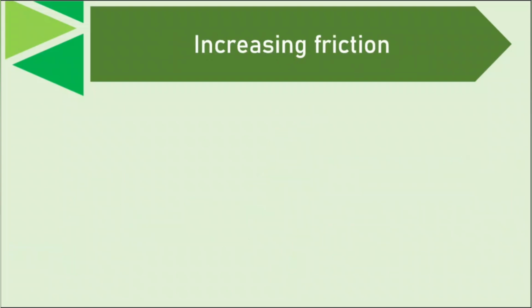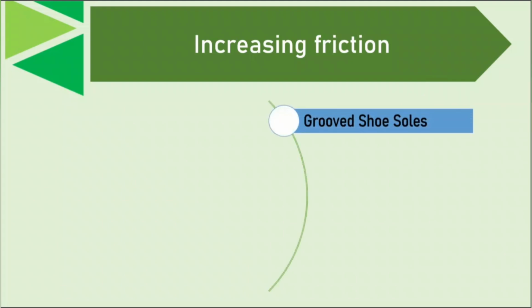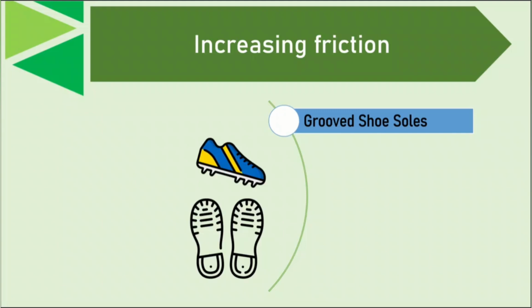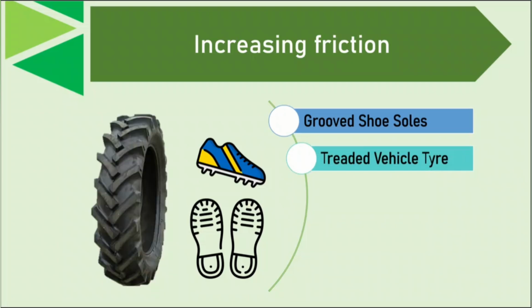But there are a few ways to increase friction, that is, increase grip whenever needed. This is to harness the good quality or advantages of friction. The first one is grooved shoes. Grooved shoe soles provide better grip on the floor, ensuring safe movement. Treaded vehicle tires. Tread patterns on tires improve grip on the ground for cars, trucks, and bulldozers.